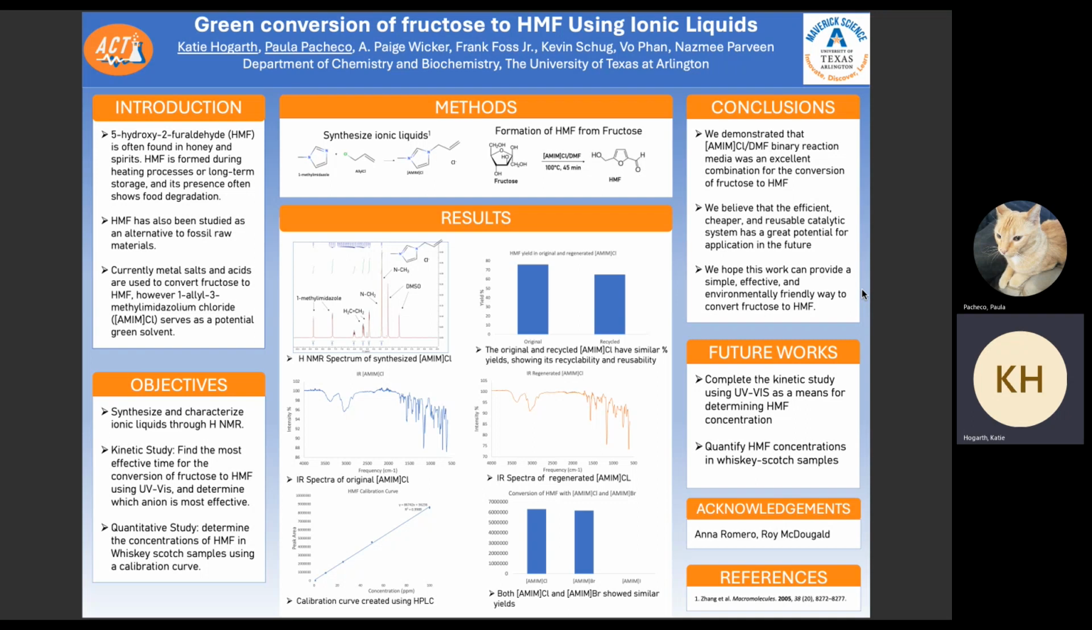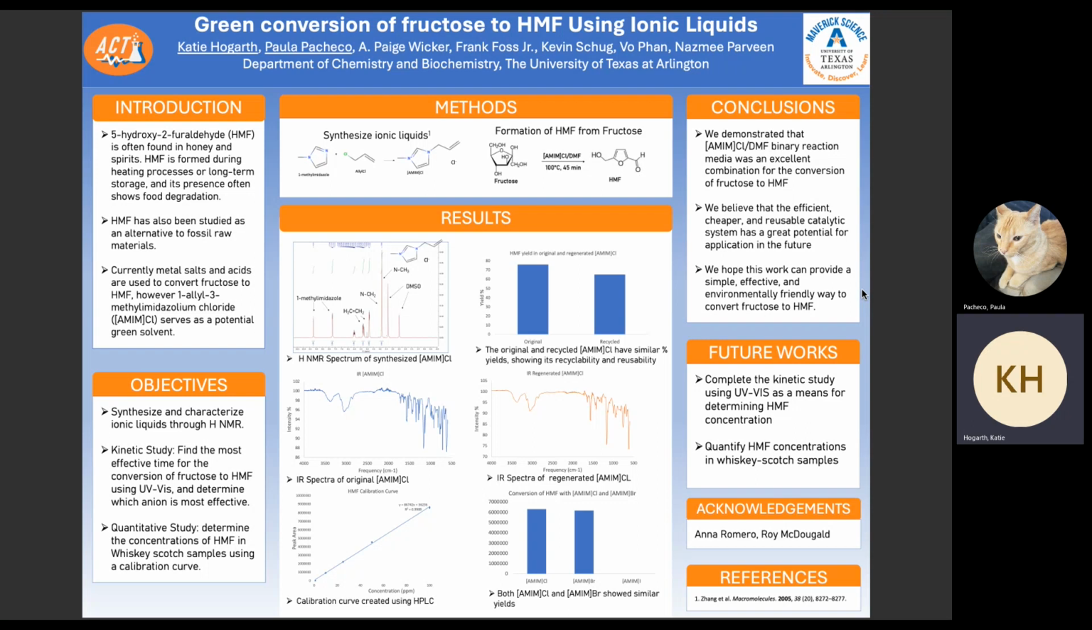UV-Vis. We originally used HPLC, however, we weren't able to get access to the machine quick enough in order to run our samples straight away for the kinetic study, so our results weren't good. So we decided to attempt using UV-Vis, and that is where we currently are in our project. For a quantitative study, we just want to determine the concentrations of HMF in whiskey Scotch samples and then determine how much using our calibration curve.